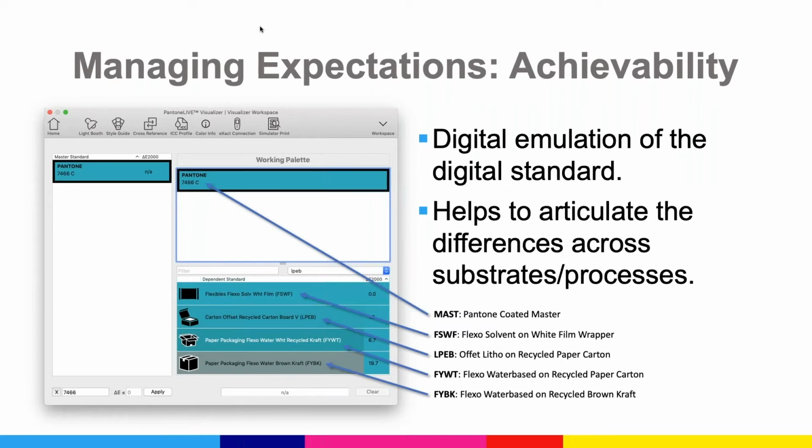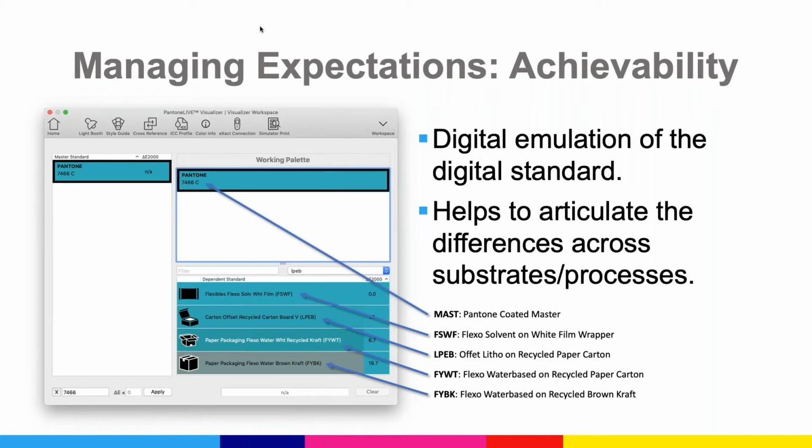Some more examples on this comes from another tool within the Pantone Live ecosystem, which is Pantone Live Visualizer. This is a digital emulation of those digital standards, because again, we don't have a fan deck, we don't have a Pantone guide for each of these, currently, I believe 36 different palettes. So how do we see those? How do we see how far off my color is?